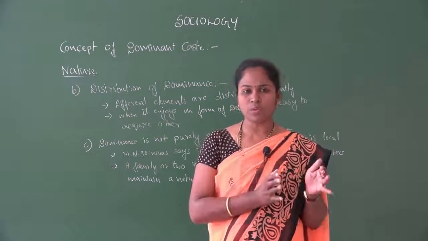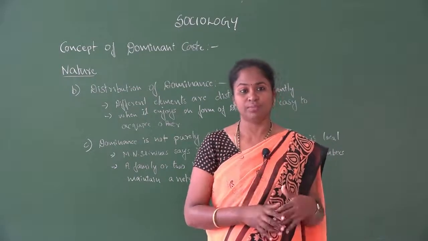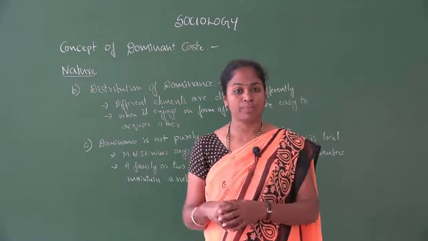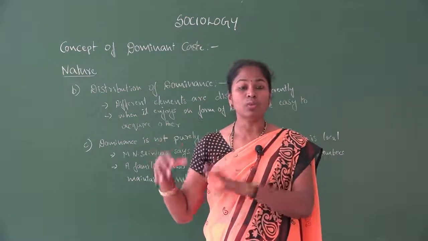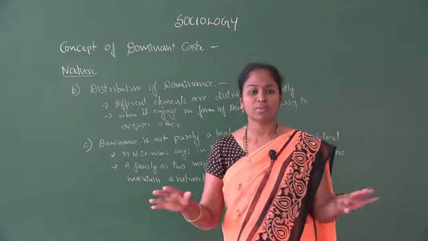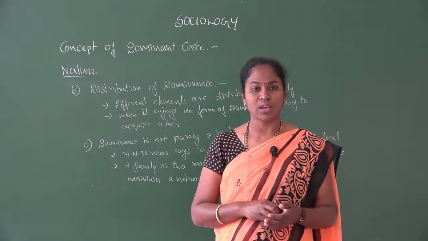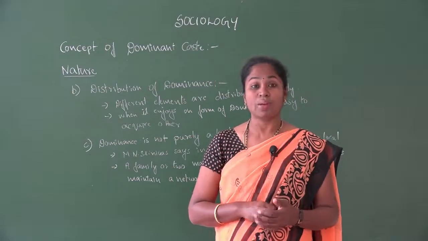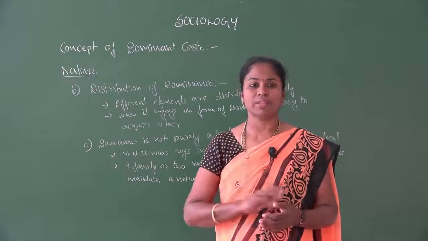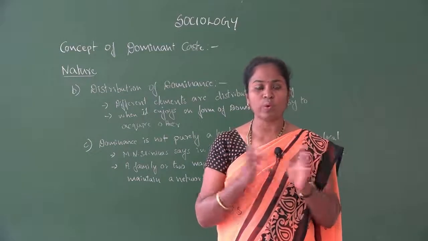Some groups may be numerically strong, but economically and politically weak. Sometimes in some groups they are economically strong, but politically weak. So the dominance which we have in society is not distributed equally for all the members in that particular group. The caste may be a dominant caste, but still within that dominant caste, dominance may not be distributed equally. There is a difference in the distribution of dominance. It varies from one group to another.